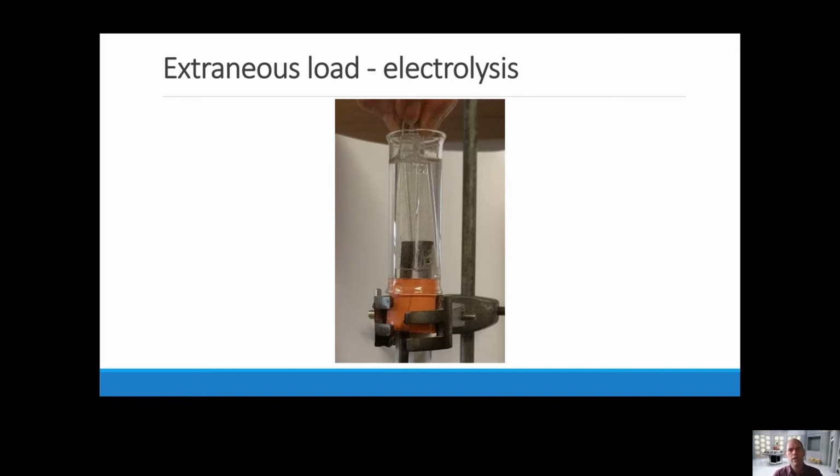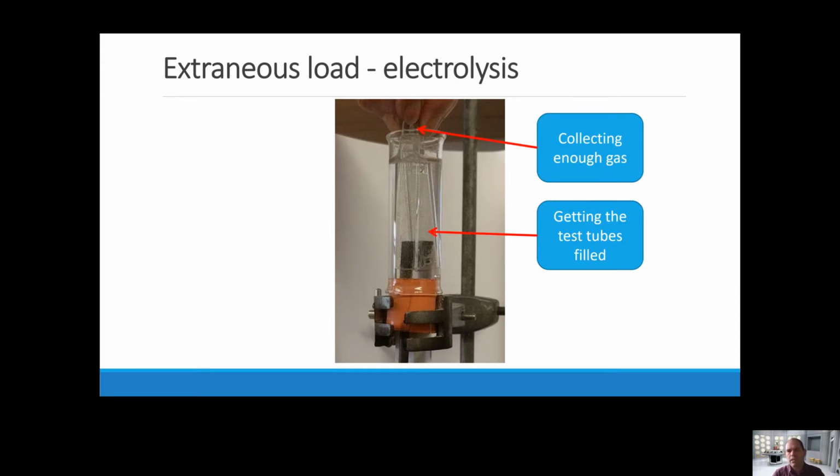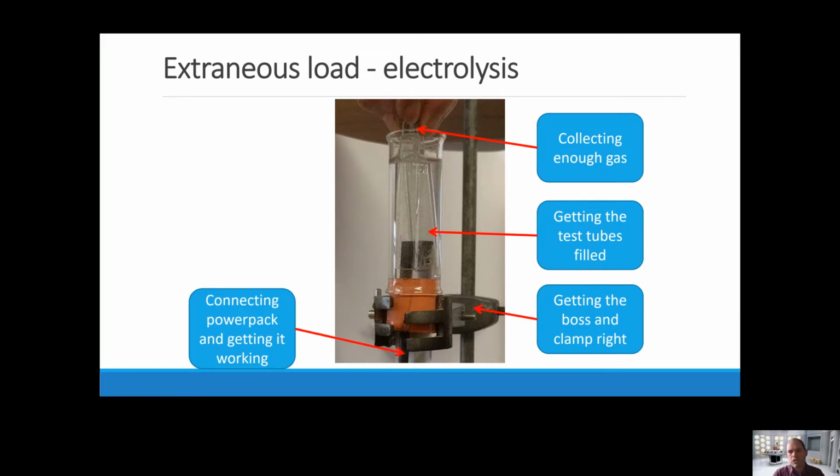I've done it before. I know what the problems are. I can attend to what's going on, which is collecting the gas and testing it. But the students themselves might well be attending to all sorts of other things. Have they collected enough gas? How do they get the test tubes filled with the salt water beforehand? Have they got the Boston clamp right? It's a complex bit of equipment for a novice. Are the power packs working? Have they got them plugged in right? Are they short-circuiting it? Are they spilling the salt water out of the big glass tube? Are they going to electrocute themselves?